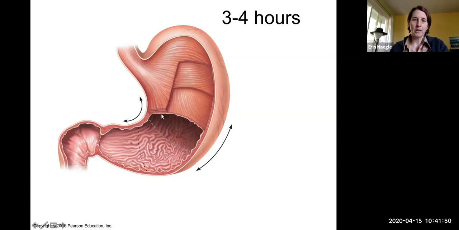Other thing to note here is you have 1, 2, 3 layers of smooth muscle in the stomach that helps with mechanical digestion. So the rest of your tube, you have 2 layers of smooth muscle that's going to help move things through waves of peristalsis throughout your entire digestive tract. But your stomach does a lot of mechanical churning, and that extra layer of smooth muscle helps it to do that.